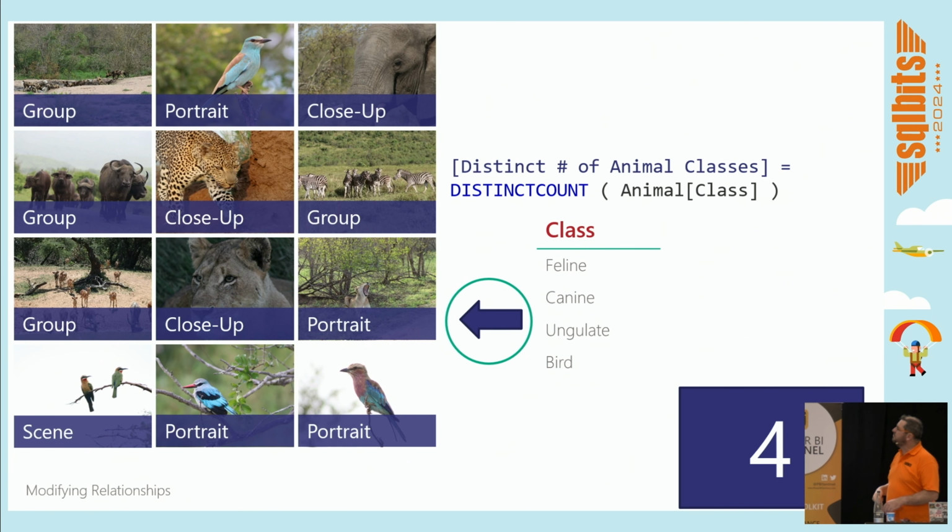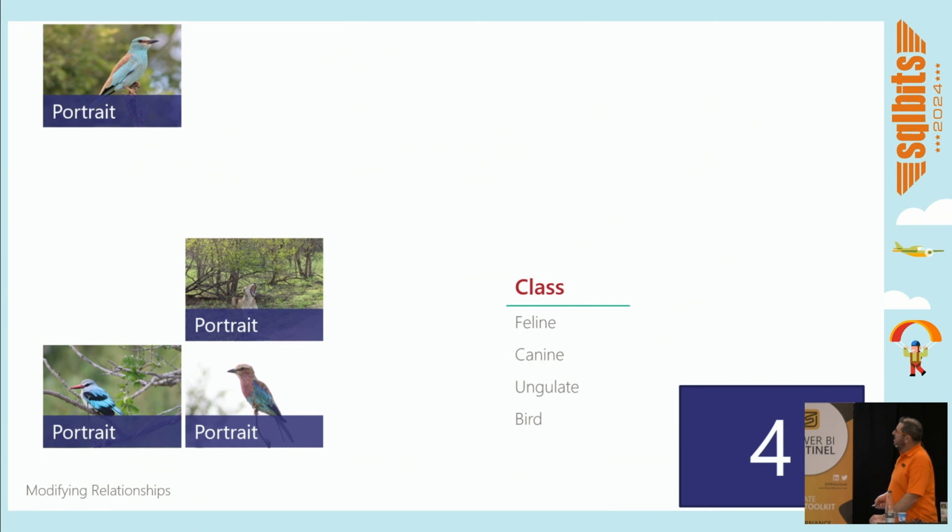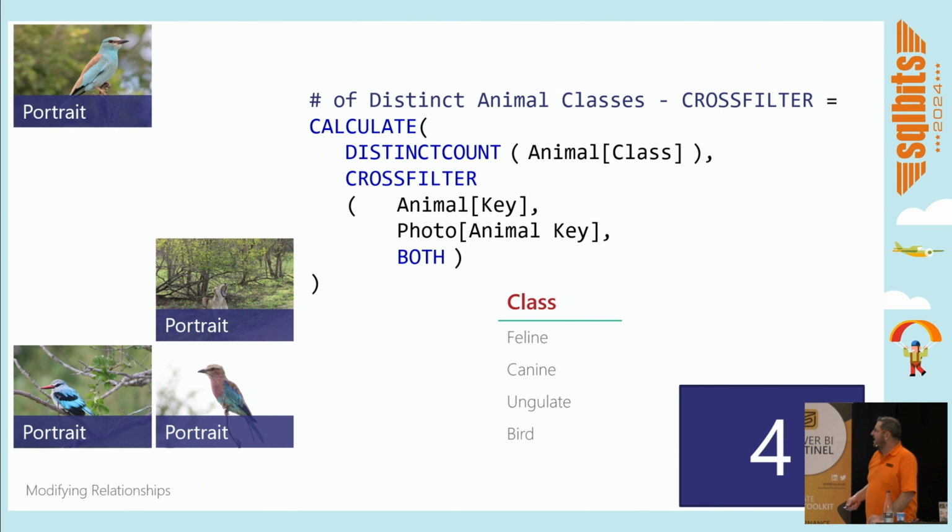For this specific calculation, I need to do that. Oh, sorry, I did portraits, not portrait photographs. So I've got four portrait photographs. 3 of them are of birds. I hope you can see that. And 1 is of a lion. And there, if I calculated it, I would have that problem that we talked about.